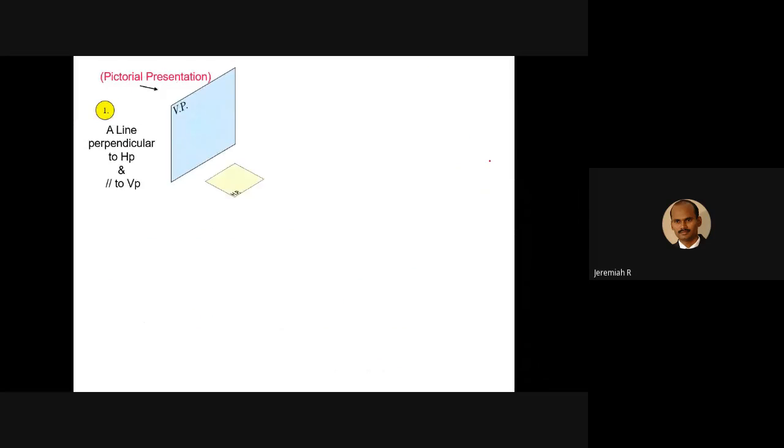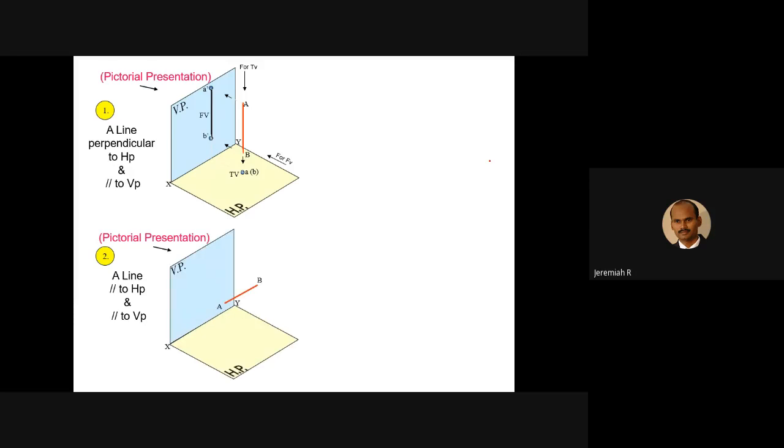Case number 2: the line is parallel to both HP and VP. Just imagine a line AB. So in the front view, what do you get? You'll get A dash B dash. When you see from the top, you will get A and B, a line that is A and B. So this is a pictorial presentation.